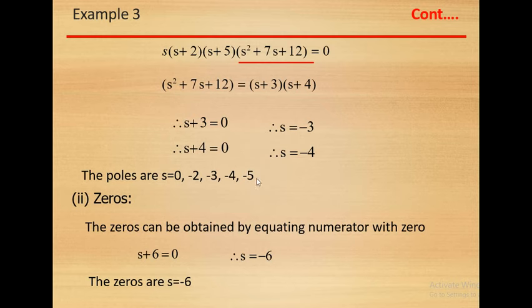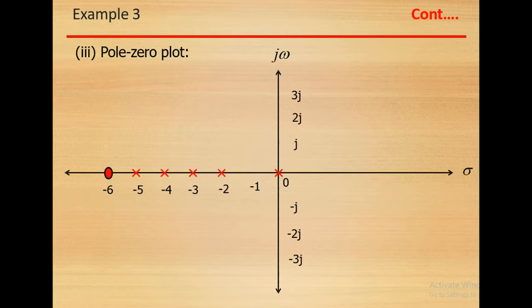But see here, we don't have any imaginary values because there is no j part, so they will be on real values, on the negative side, and one is at 0. We know that poles are represented with a cross. So the first pole is at 0, then the second pole is at minus 2, third at minus 3, fourth at minus 4, and fifth at minus 5.